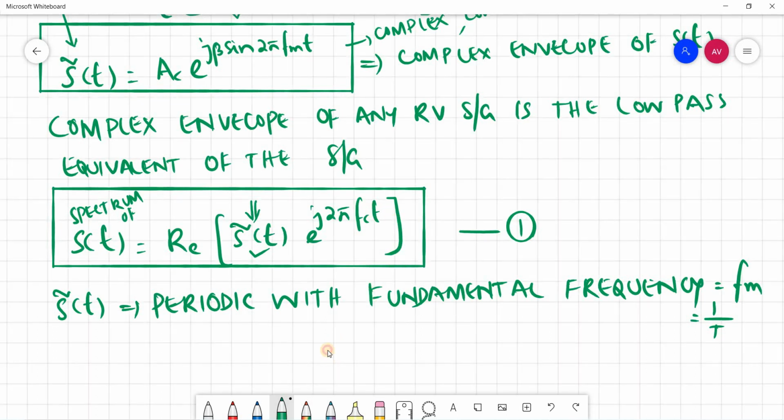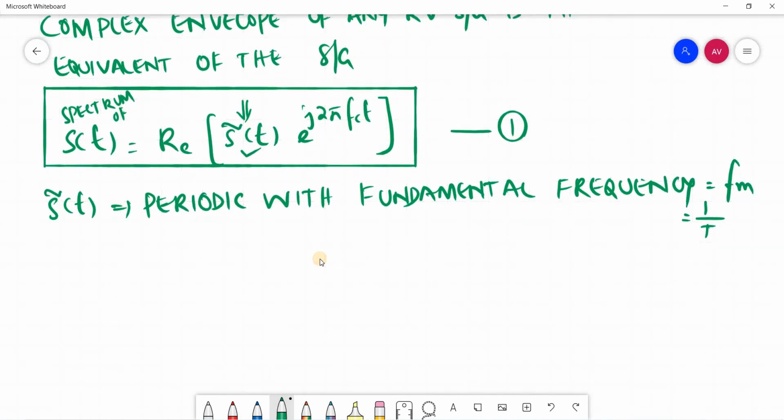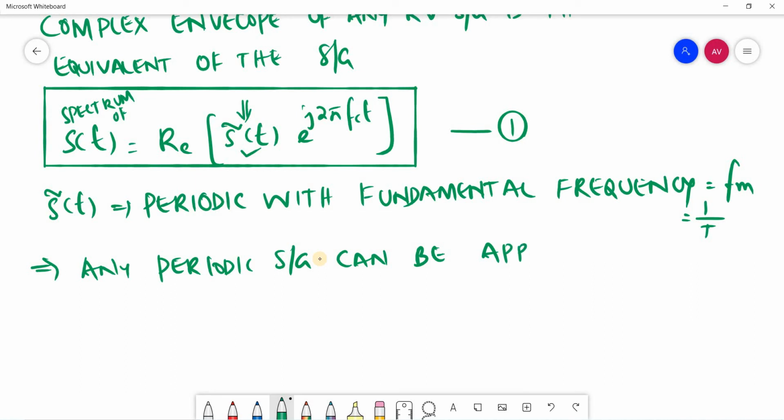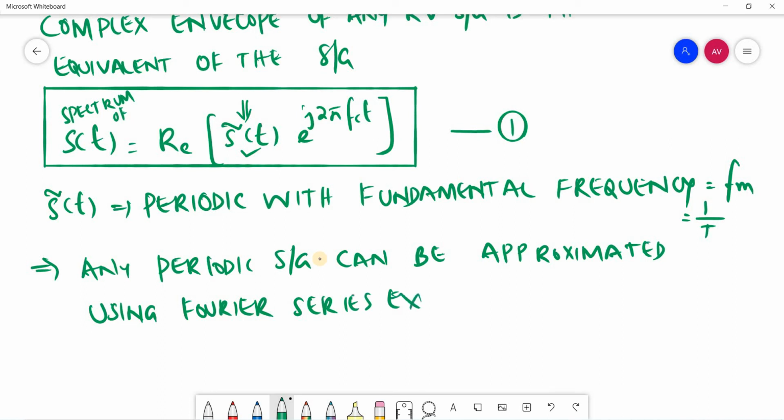Now as s tilde of t is periodic with fundamental frequency Fm, what we can do is represent it. So one more statement I would like to make now. Any periodic signal can be approximated using Fourier series expansion.